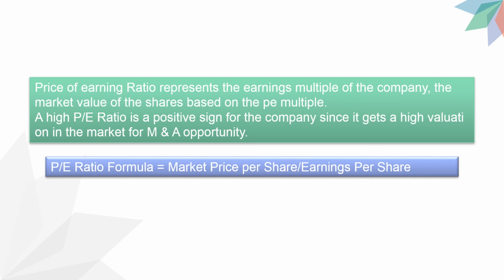Price of earnings ratio represents the earnings multiple of the company, the market value of the shares based on the multiple. A high price of earnings ratio is a positive sign for the company since it gets a high valuation in the market for M&A opportunity. Price of earnings ratio formula equals market price per share divided by earnings per share.